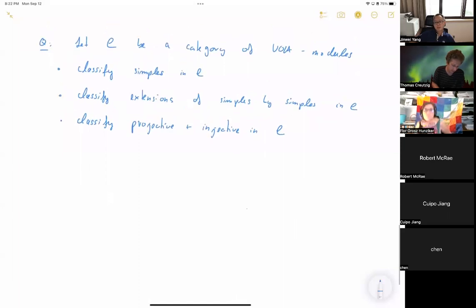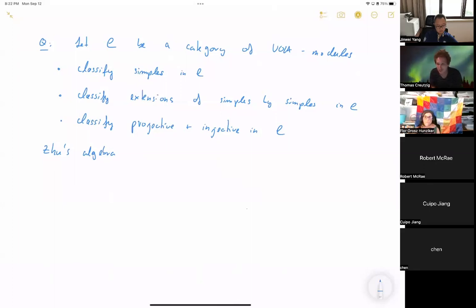Okay, so this is the question we want to ask, and now we can ask what kind of general technology we have. Well, we don't have any technology at all to classify extensions, let alone projectives and injectives. This is always quite challenging. But for simple modules, there we have a wonderful technique. So this is good. To a vertex algebra, you can associate an associative algebra called Zhu's algebra. Sorry, I can't pronounce that correctly.